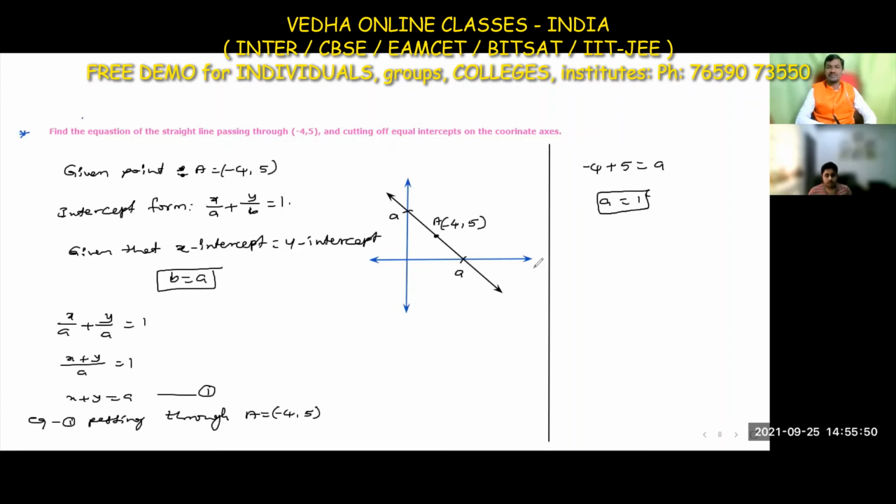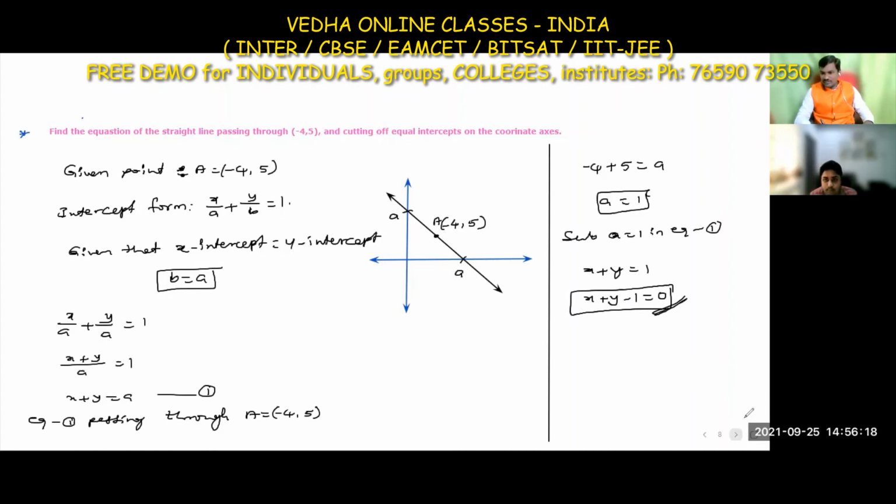Substitute a equals 1 in equation 1. Now I am substituting a equals 1 in equation number 1. So x plus y is equal to a, which means 1. So x plus y minus 1 is equal to 0 is the required equation. Required equation. Understood? Yes, sir.